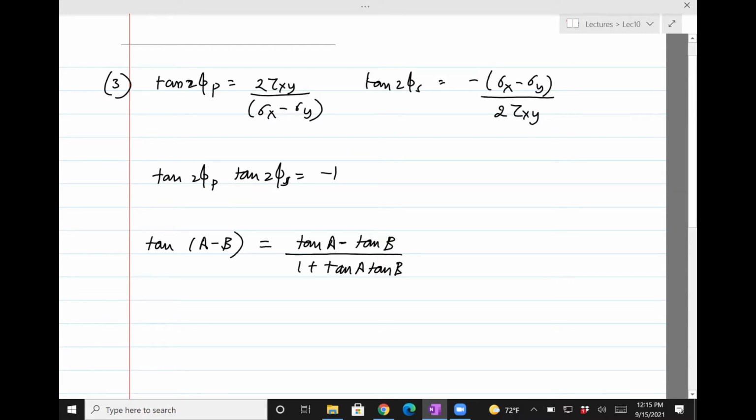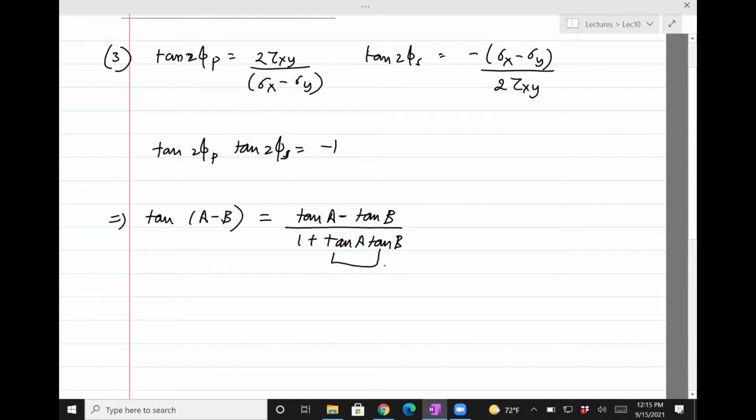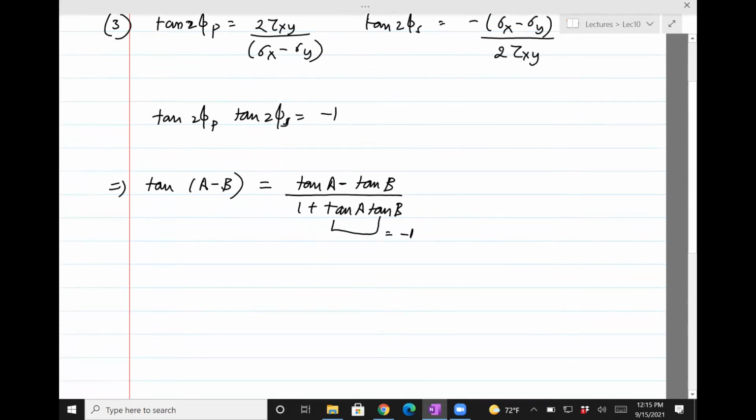Okay. So this is an identity indicating the tangent of two angles. When you subtract them, you get this expression. Now, if this is equal to minus one, then what you see is that A minus B... So if tan A tan B equals minus 1, then tan(A minus B) is infinity.